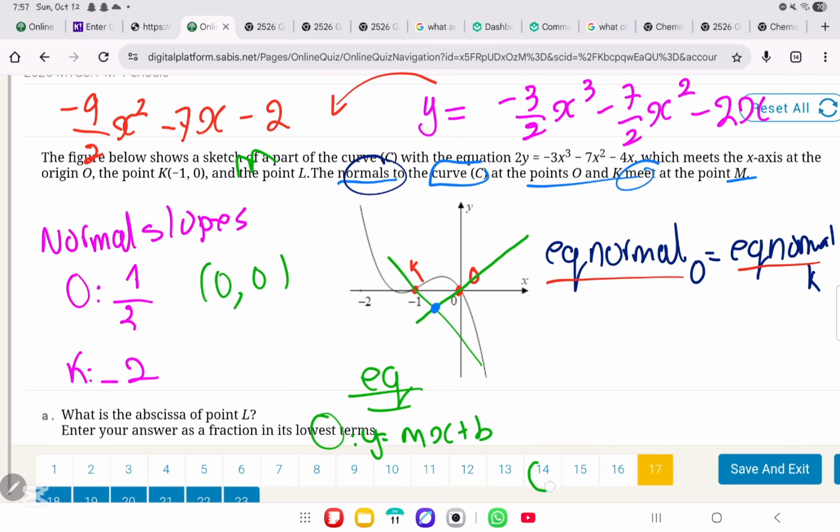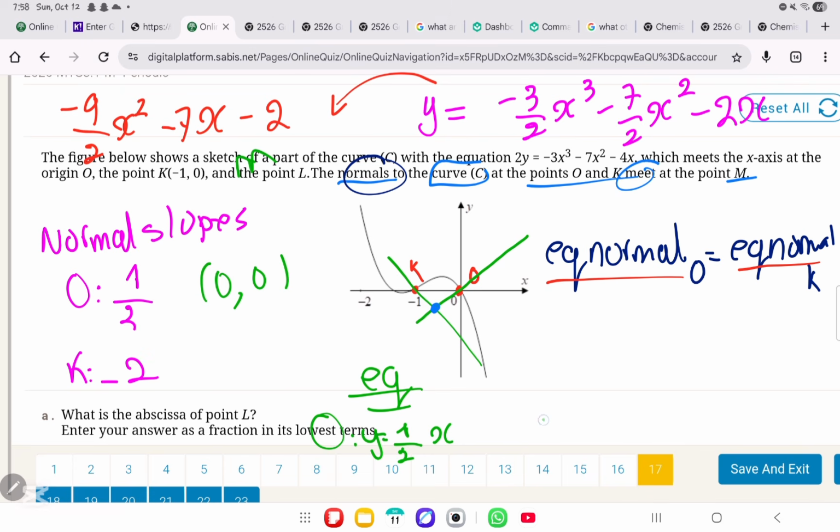So it's going to be 0 is equal to the slope, which is half, times 0 plus b. That means b is equal to 0. So what is the equation now of the slope? It's without b because it's 0. And instead it's going to be y is equal to half of x.